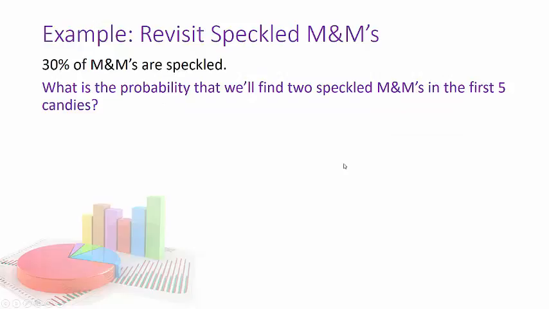So let's revisit our speckled M&M example. What's the probability we'll find 2 speckled M&Ms in the first 5 candy? Remember, 30% are speckled. Well, we know p is 0.30, q is 1 minus p, or 0.70, n is going to be 5 because we're doing 5 candies and we want 2 successes.